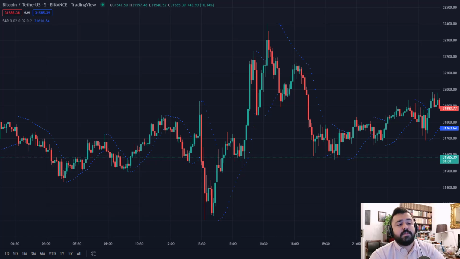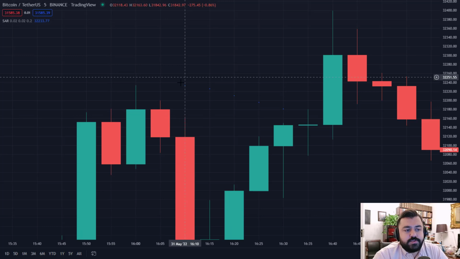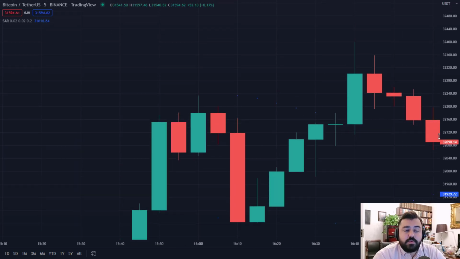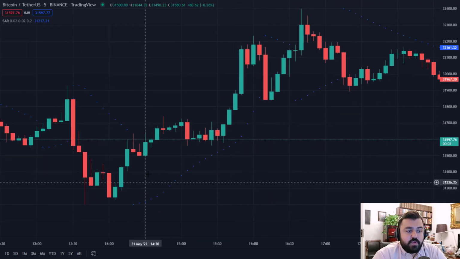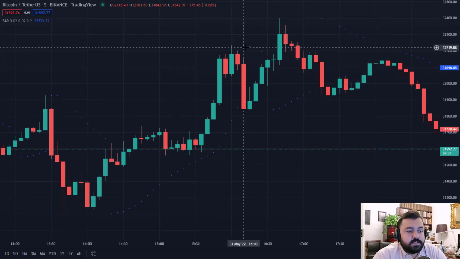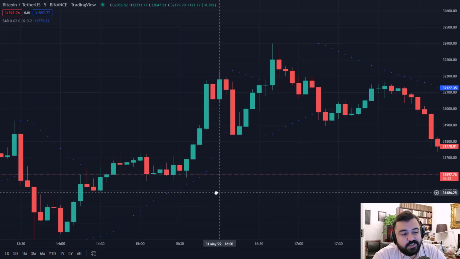The second problem with using the Parabolic SAR this way is that it doesn't take the long-term trend into consideration. Let me explain. Let's say you enter a short position here because the Parabolic SAR switches to above the candle. Now if you zoom out and look at the overall chart, you can see the overall market is actually in an uptrend. So if you took a short position here based on signals from the Parabolic SAR alone, it means you are actually trading against the overall trend, which is not a good idea.